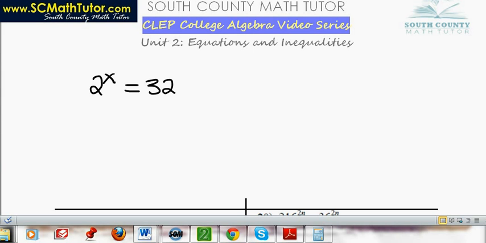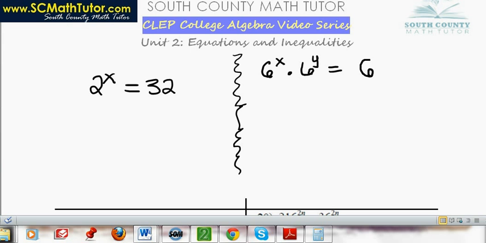Okay, let's look at some rules of exponents to begin with, just to warm us up. Remember, if you have same base and you're multiplying, you can essentially condense it by adding the exponent. So this will be 6 to the x plus y. Just like if you had 2 times 2 squared, that's saying 2 cubed. Okay, 2 cubed, which would be 8.